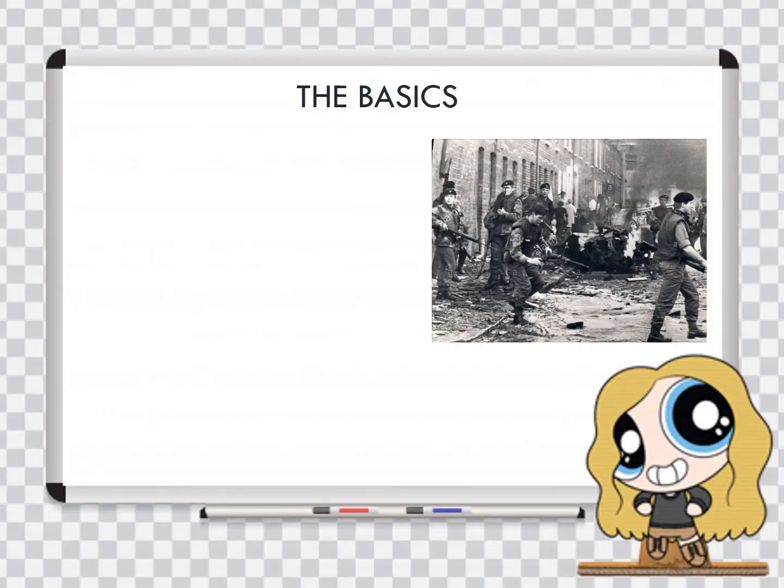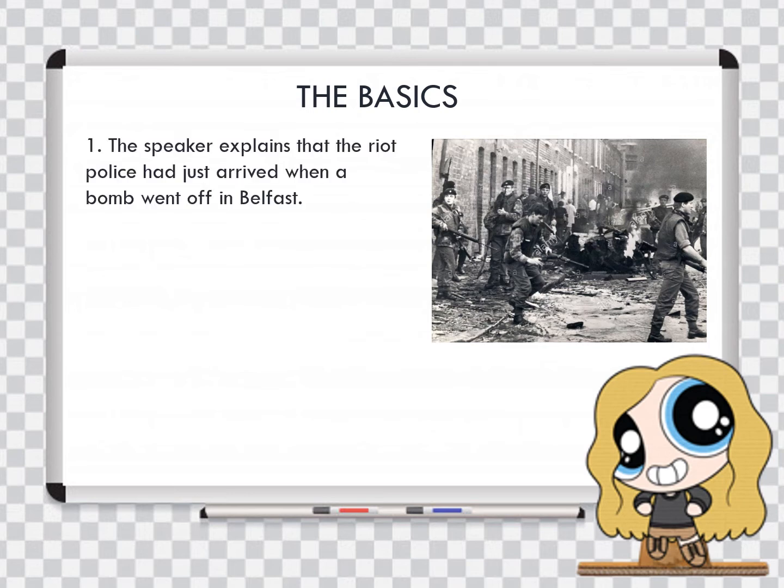We're going to cover the basics of the poem. So what is the poem about? And again, I invite you to pause the video and write down what are the events that take place in this poem. Okay, let's see what you got. So hopefully you've written down that the speaker is explaining that the riot police have just arrived and then a bomb goes off in Belfast.